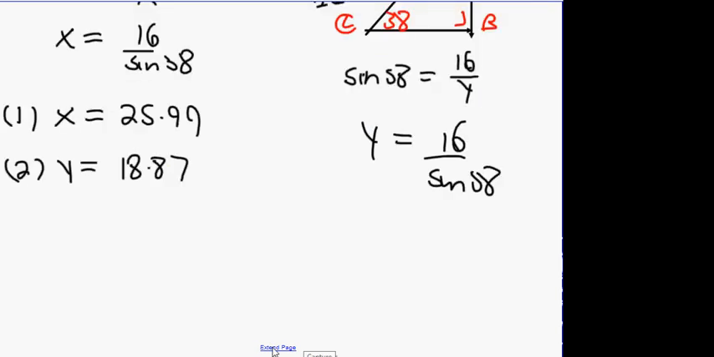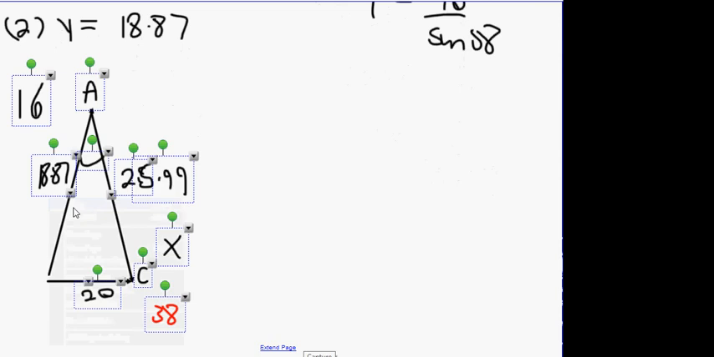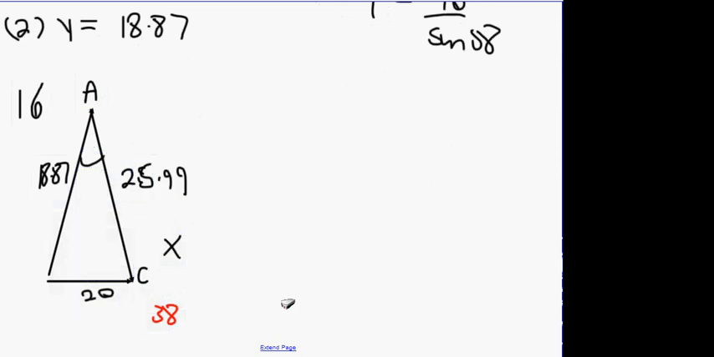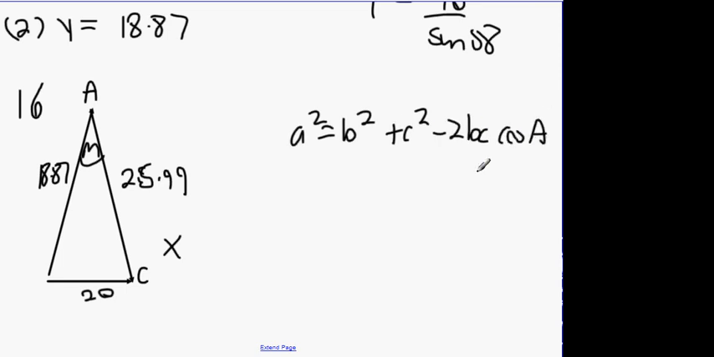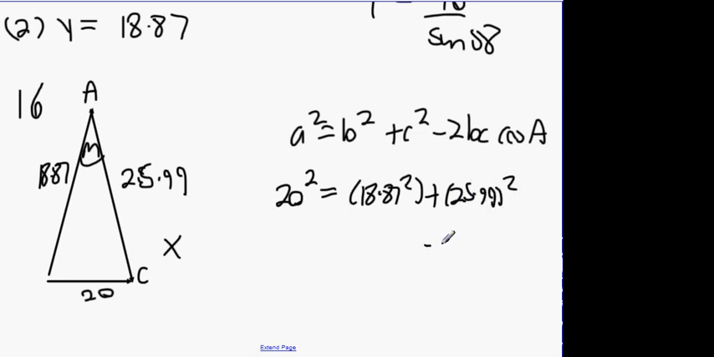Okay, guys, we're now answering the next part here. We're going to use the cosine rule. We want to find this angle here. Let's call it angle M. A squared equals B squared plus C squared minus 2BC cos A. This means that 20 squared equals 18.87 squared plus 25.99 squared minus 2 times 18.87 times 25.99 cos M.